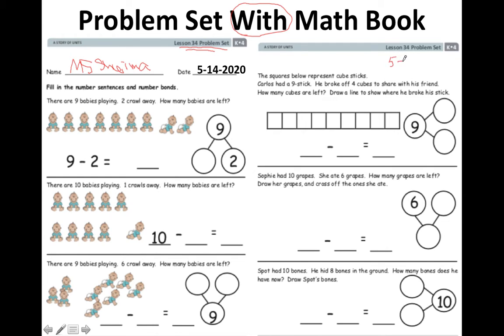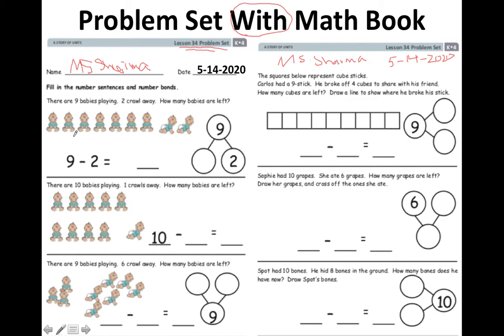Please make sure you put name and date on both pages. I know I have both pages on the screen, but in your book it might look a little bit different. It might be back to back, or it might be next to each other. Either way, make sure you put your name and today's date on both pages. So let's read the direction. Fill in the number sentence and the number bond. There are 9 babies playing. 2 crawled away. How many babies are left?